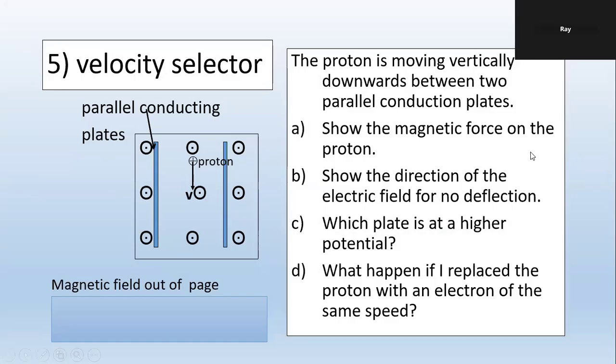Okay, let's try the velocity selector. That's your proton moving vertically downwards between two parallel plates. These are your two parallel conducting plates. Show the magnetic force on the proton. The field is coming out. Where is the direction of the force on the proton? Down.